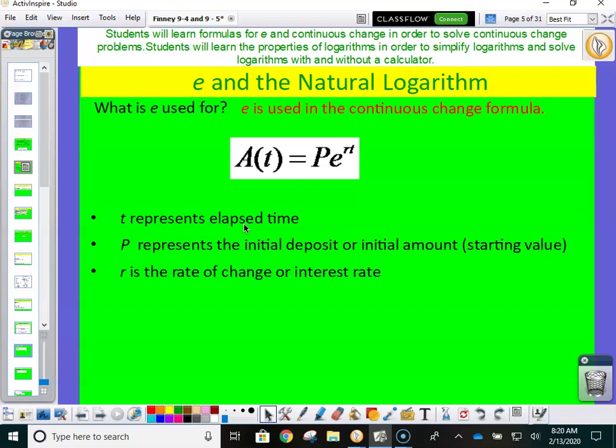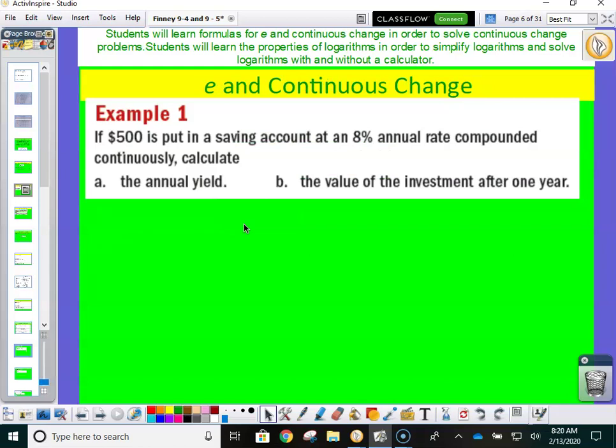So what we're going to be doing is solving some problems here, and it says $500 is put in a savings account at an annual interest rate of 8%, and it's compounded continuously. So the first thing we want to do is find the annual yield. Well, the annual yield is kind of like the annual percentage rate, but because it's compounded continuously, you're going to get more. So when you just want to find the annual yield, your principal is going to be 1.